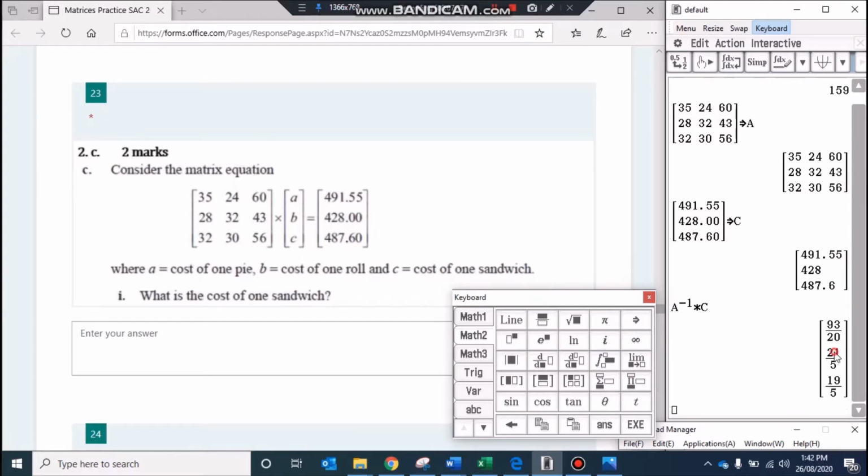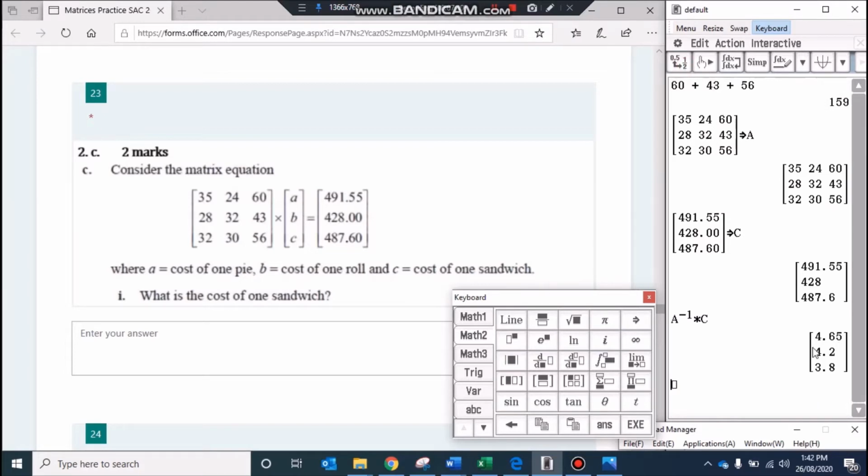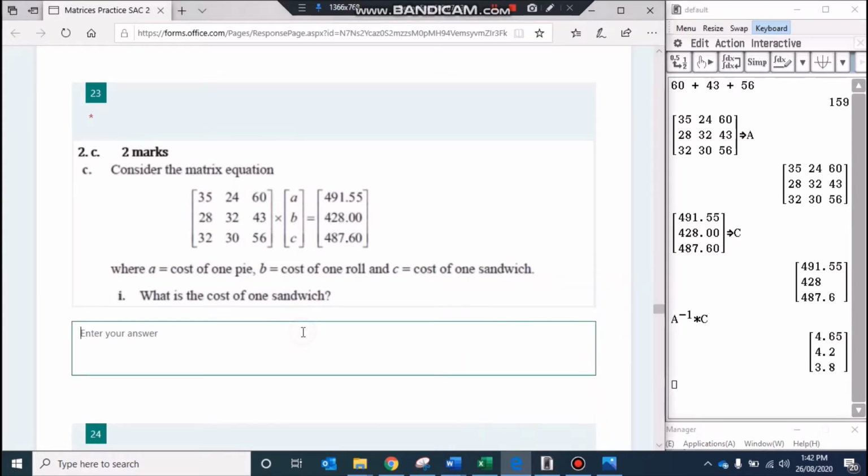So the inverse of A multiplied by C, we've got the cost of a sandwich, which is our variable C, which is the last element in this column matrix. So it is 3.8. Now, 3.8, I would probably give you 1 mark for that answer. You need to keep in mind what we're actually talking about. It's the cost of a sandwich, so it's $3.80. It's not $3.8, it's $3.80. Just be mindful of that.